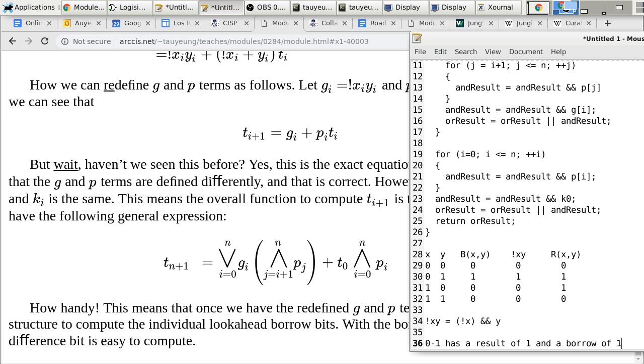So you lend $2 to me, I walk outside, the bully took away $1. So the result is how much money is still in my pocket. I got $1 left. And the borrow of 1 is basically saying I have to borrow 1 from you guys unless I want to be beaten up.